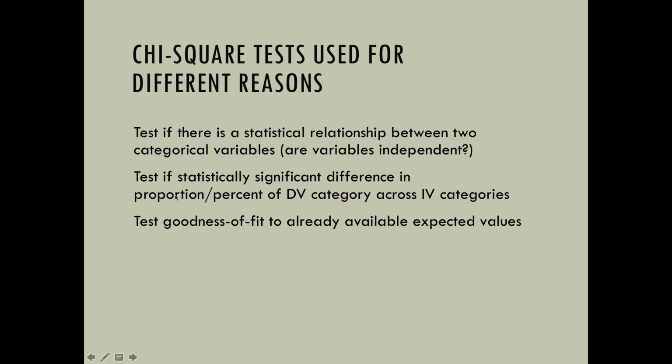You can also use it to test if there is a statistically significant difference in proportion or percent of a dependent variable across categories in an IV. So if you have more than two categories, you can use this, but we don't usually use that. I do show you an example, but I'm not going to make you do that on the homework. And then it's a test of goodness of fit of expected values, which I'm also not going to make you do on the homework, but we're going to talk about it. So really, we're going to learn this one. I'm going to talk about these, but you have to do this first one.